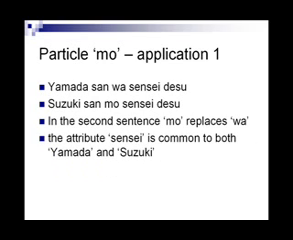Let us look at some examples now. Yamada-san wa sensei desu. Suzuki-san mo sensei desu. In the second sentence, mo replaces wa. The sentence structure is otherwise exactly alike. However, it is easy to see that the attribute B has to be common to both A and C for the second sentence to use mo. Here, sensei is common while the subjects varied.